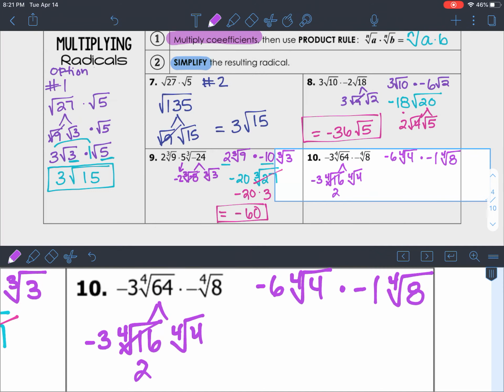So when I do this, I'm going to multiply my numbers out front. So we're going to multiply our coefficients. So that's that -6 times -1, which gives me +6. And then 4 times 8 gives me 32.